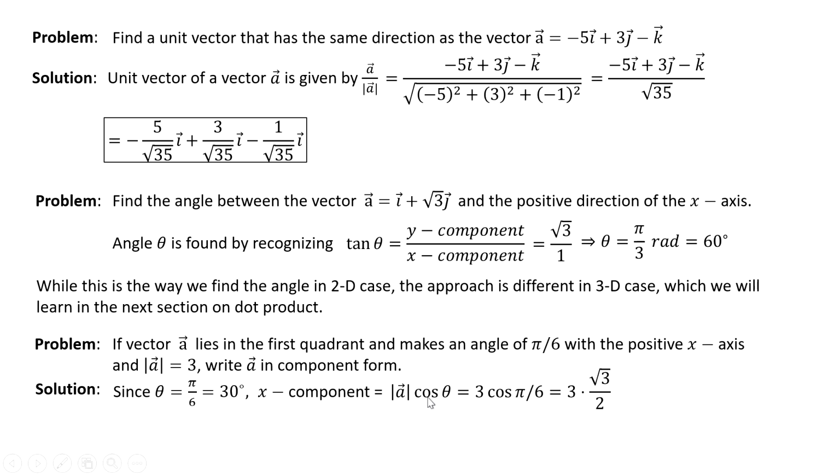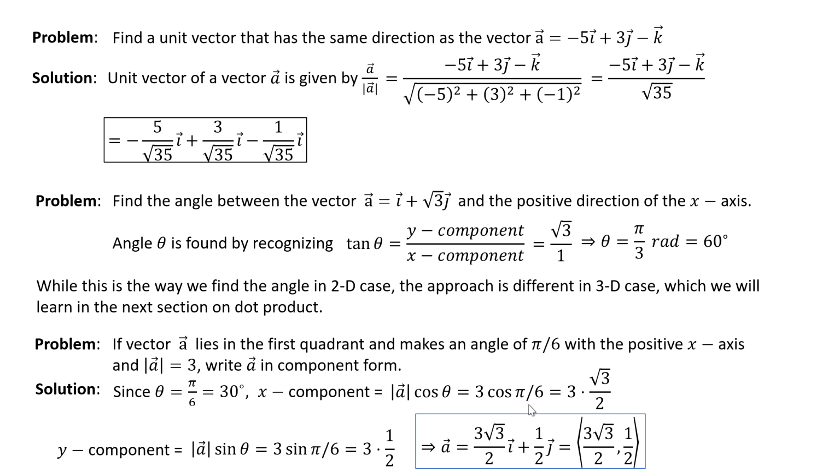Magnitude of the vector times cosine theta. So 3 cosine pi over 6 is 3 times square root of 3 over 2. Cosine of pi over 6, cosine 30 degrees, is square root of 3 over 2. And to find the y component, we do magnitude of A times sine theta, and that's 3 times sine of pi over 6. Sine of pi over 6 is 1/2. So the vector A itself in component form, we can write it as 3 square root of 3 over 2 i plus 1/2 j.